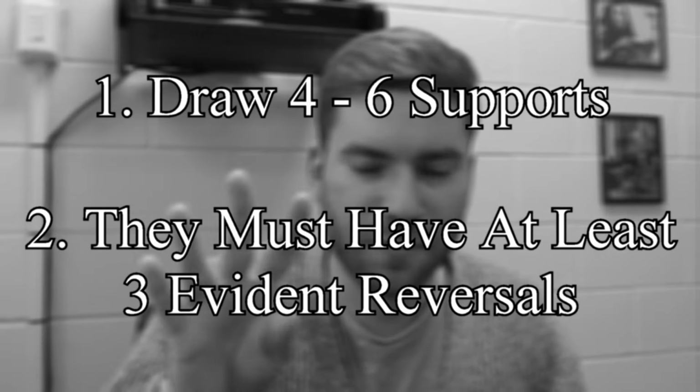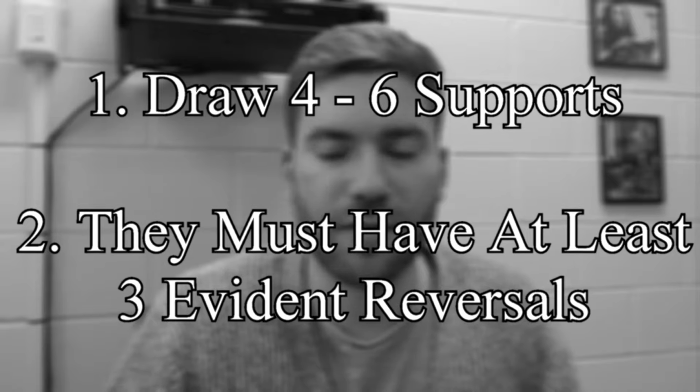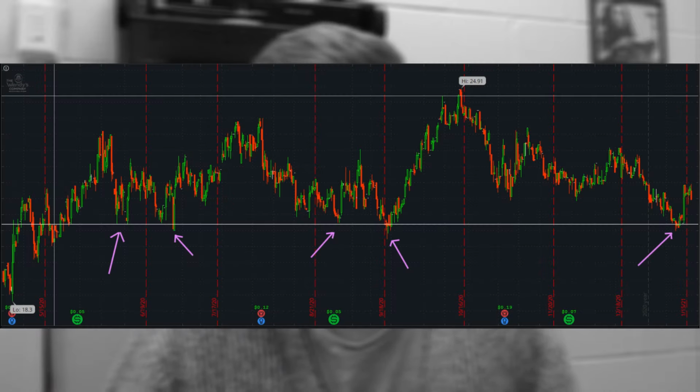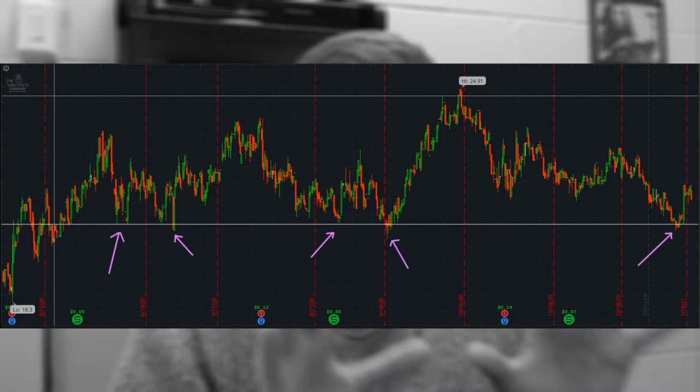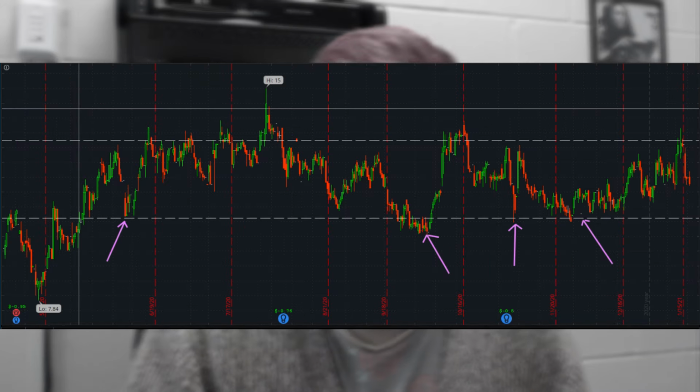I want you to put 4 to 6, maybe 7 supports and resistances. What I want you to use as a benchmark is that there must be 3 to 4 peaks or reversals at a certain price level to really put a support or a resistance. If it's not evident, do not put one. If there's only 2, do not put it. I want you to put 4, 5, or 6, maybe 7, if there's 3 to 4 reversals in that area.